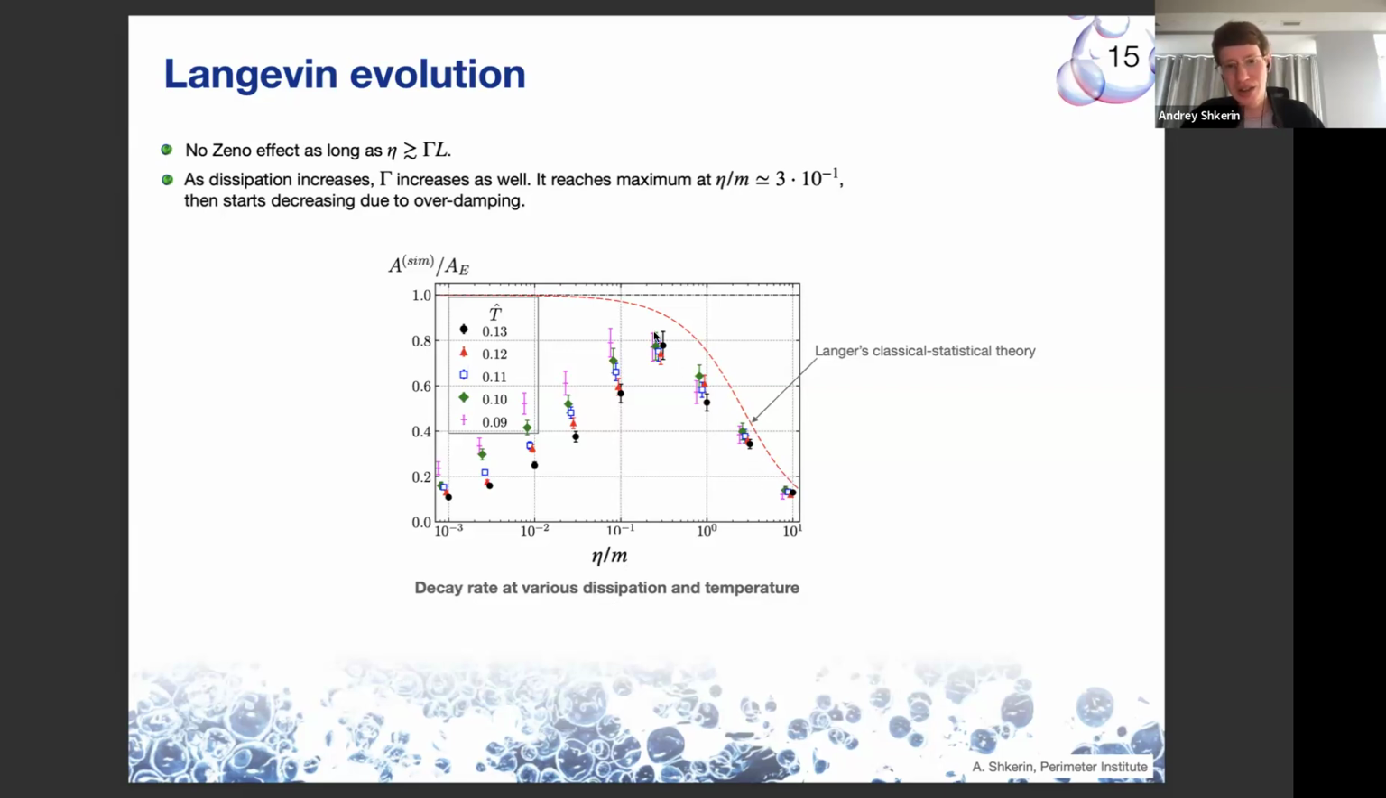But the reason for that is that if we keep increasing eta, eventually the system enters the regime of overdamping. The evolution of the relevant modes becomes overdamped, and so decays become suppressed again. We inhibit the evolution of the system across the barrier. And in this regime, we actually have a good theory, which is essentially Langer's classical statistical theory, that predicts how the decay rate behaves as a function of the damping coefficient in this regime of overdamping. And we actually reproduce in our simulations the correct asymptotics, the correct dependence on the damping coefficient.